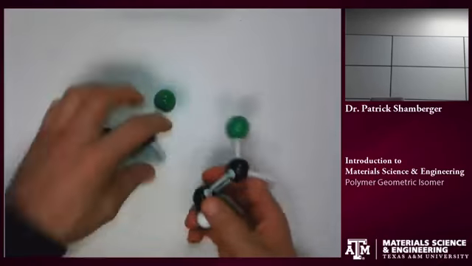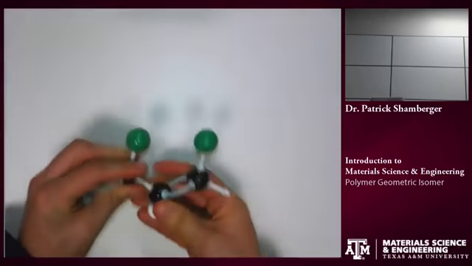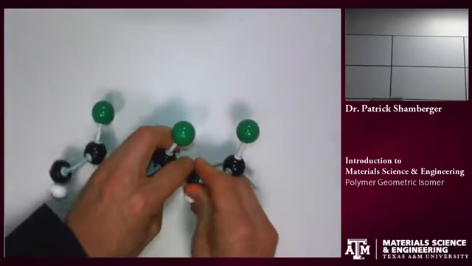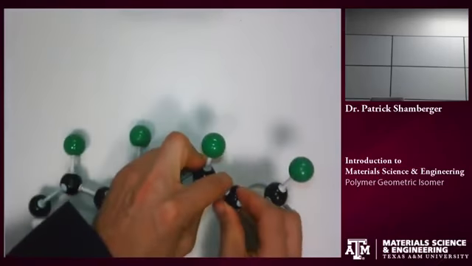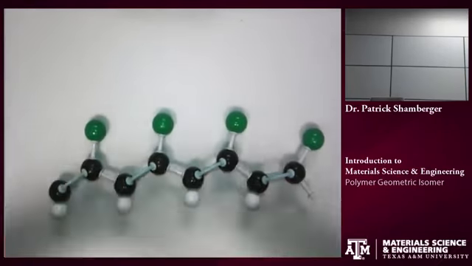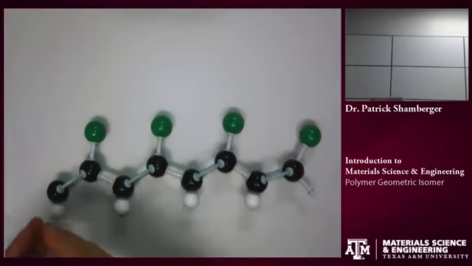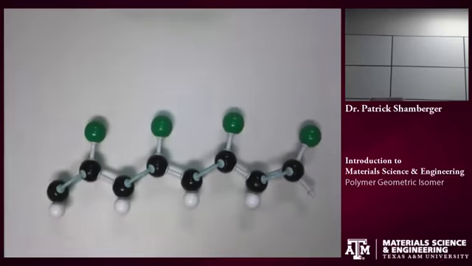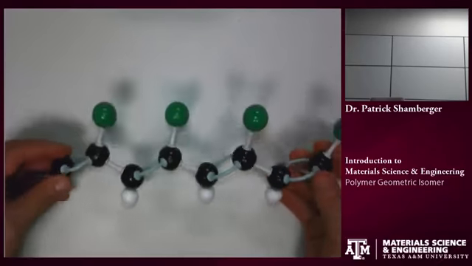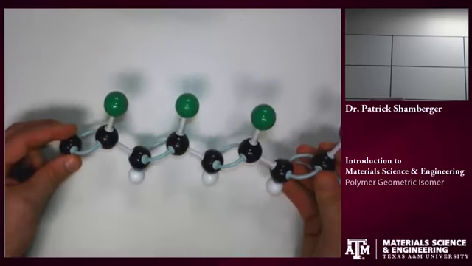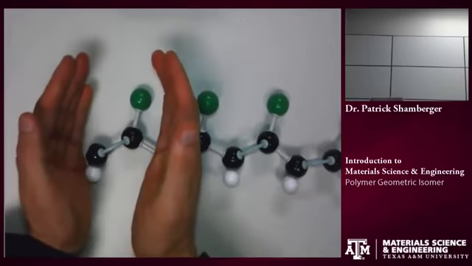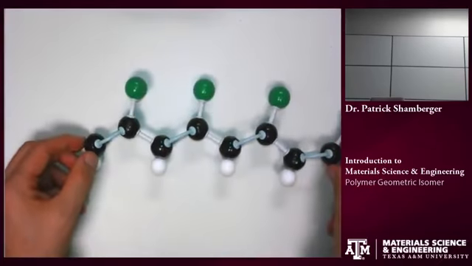So I could form a polymer chain by combining a bunch of different ones. And typically, during the synthesis process, we're either using cis or trans configuration type repeat units. So this is a polymer molecule that's composed of repeat units in the trans configuration.